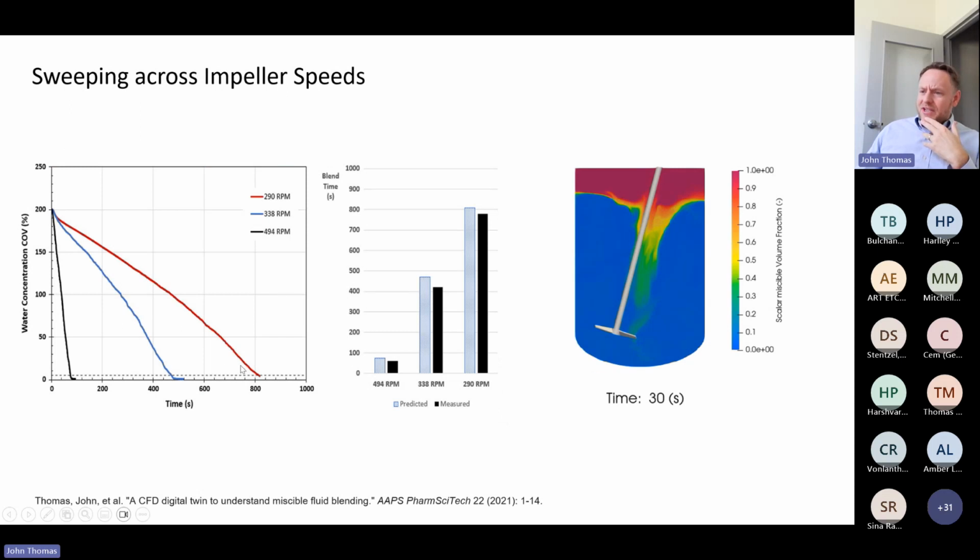And we can do this across a few different impeller speeds and do a pretty good job of matching what was measured experimentally, in terms of increasing our impeller speed to decrease our blend time. What's really noteworthy here, though, is just how long these blend times get.